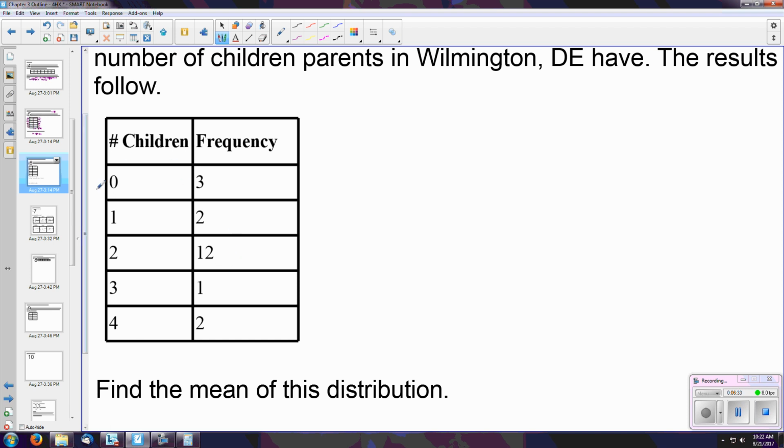We can use the same weighted formula that we did before, but treat the number of children here as a data item. Of course, you'll see this is discrete data this time. We're going to treat these like our midpoints. So just like we did before, I'm going to multiply my midpoint by frequency. So I have here 0 times 3, we have 0, 1 times 2 is 2, 24, 3, and 8. And that's the hardest part, because after that, it's just a matter of adding them up.